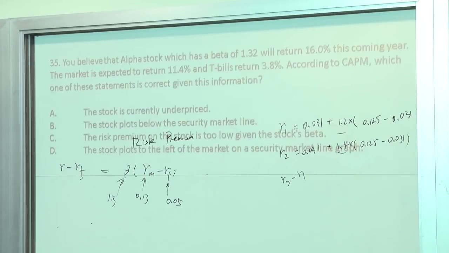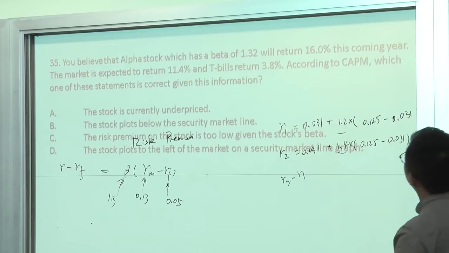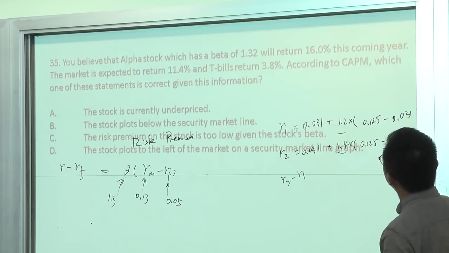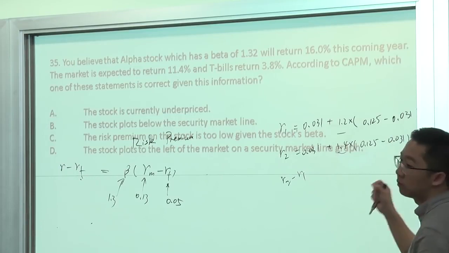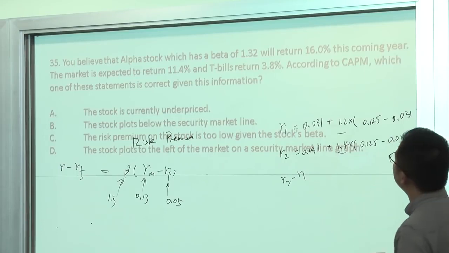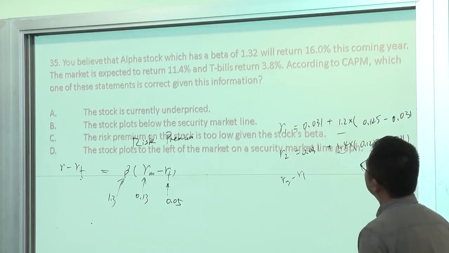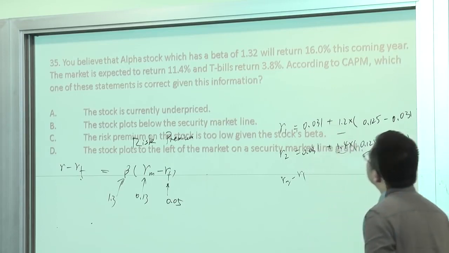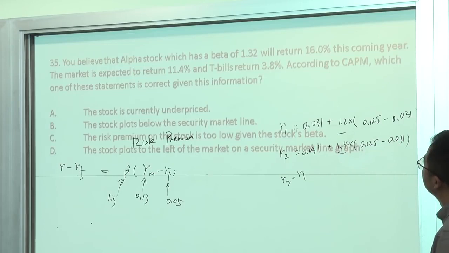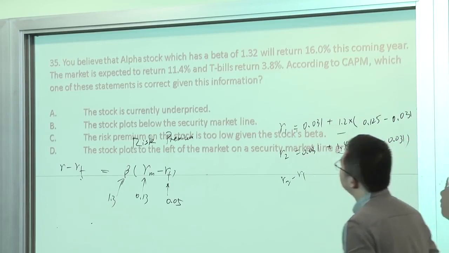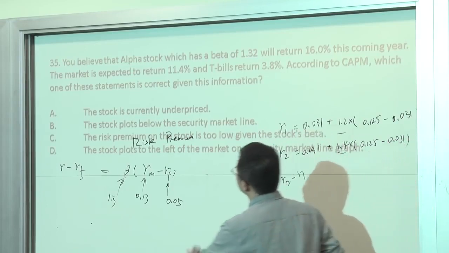So you believe that alpha stock, which has a beta of 1.32, will give a return of 16% this coming year. You believe 16% will be the return that you're going to earn next year. And the market is expected to return 11.4%, and T-bills return 3.8%. T-bills are the riskless rate, right? Risk-free rate, treasury bill. And according to CAPM, which one of these statements is correct given this information?